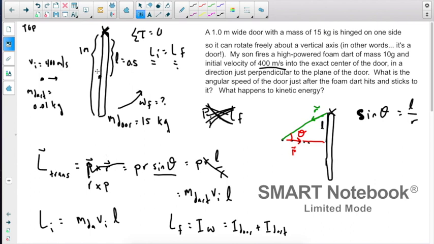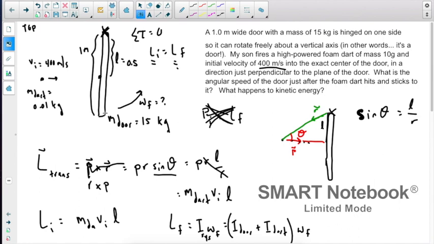Okay, it has been an inelastic collision. They're swinging together, so the total I of my system at the end is going to be their I values summed up together. And this omega f, that final angular velocity, that's what I'm looking for, isn't it? So I need to think about now, what is the I of the door and the I of the dart?